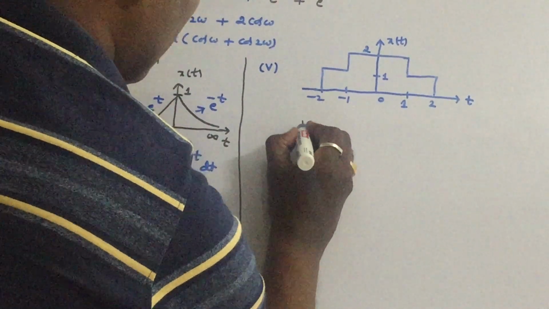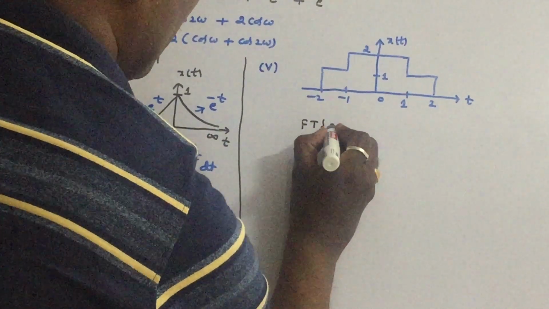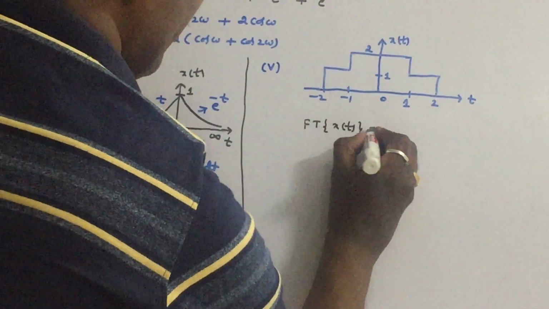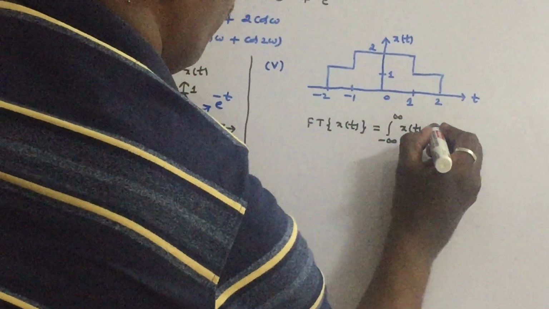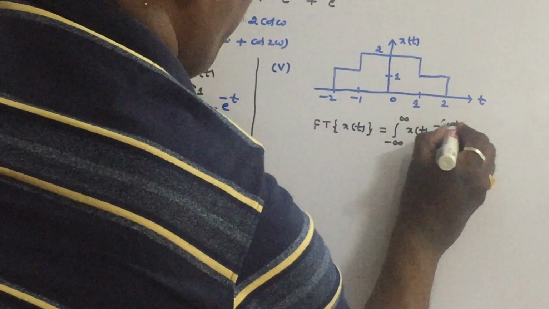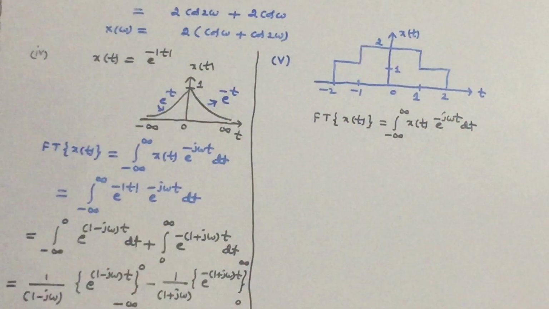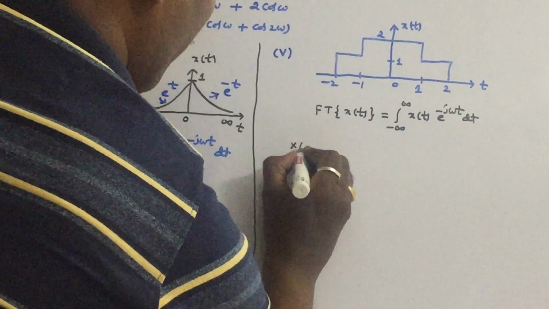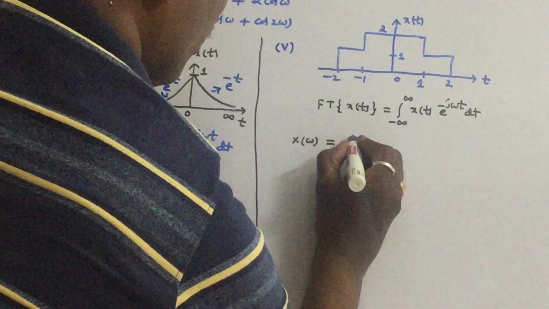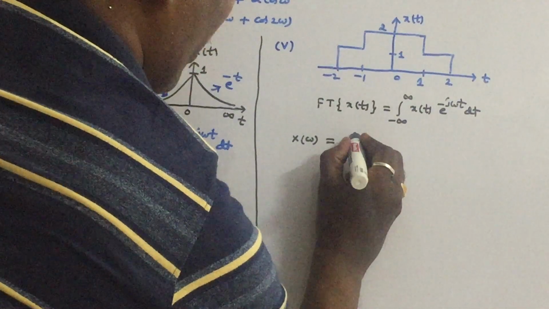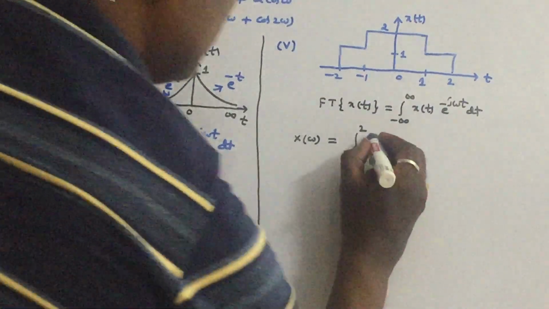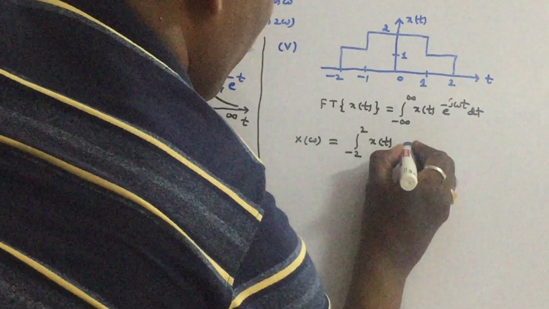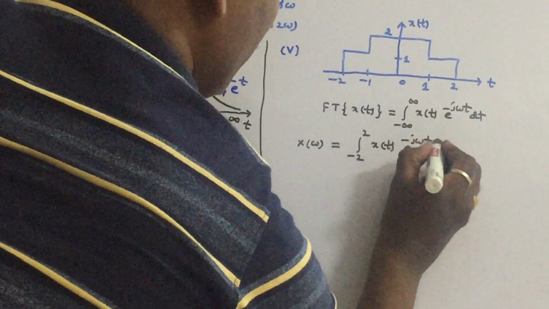So first, write the definition of the Fourier transform. Fourier transform of x of t. What is the formula? Integral from minus infinity to infinity of x of t into e power minus j omega t dt. So what is the Fourier transform of x of t? We can write it as X of omega. But the signal is defined in -2 to 2, so x of t into e power minus j omega t dt.